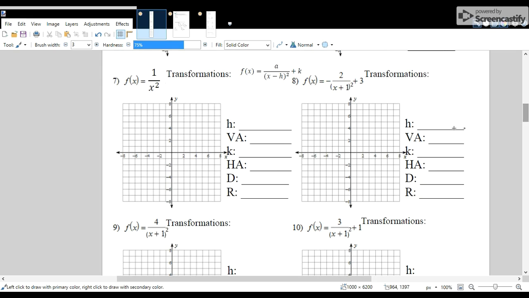If you go to the next page, we have 1 over x squared. It'll be similar, except the parent function will be in the first and second quadrants. Same asymptotes, though, as the first parent function from the other page.